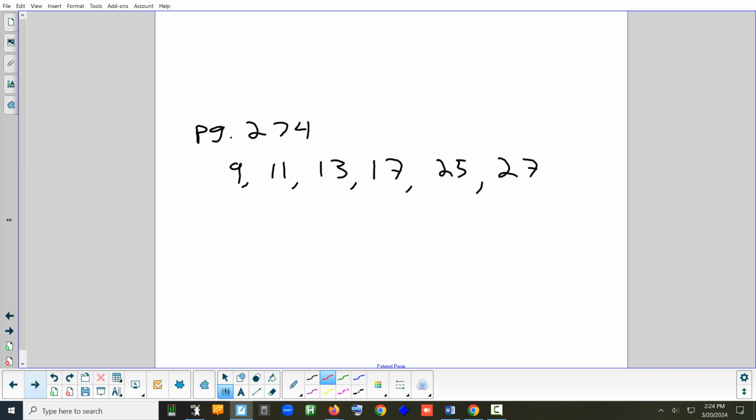Alright. So that finishes up all the law of sines and law of cosines material for this week. So homework on page 274 is 9, 11, 13, 17, 25, and 27. And we'll take a look at the homework tomorrow, and then we'll do the review.